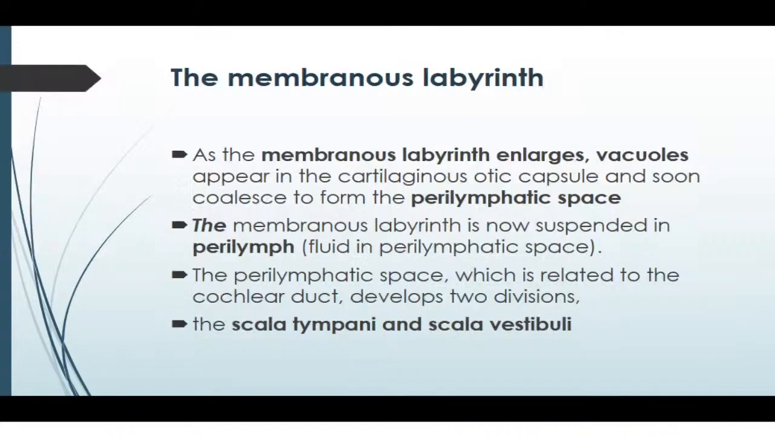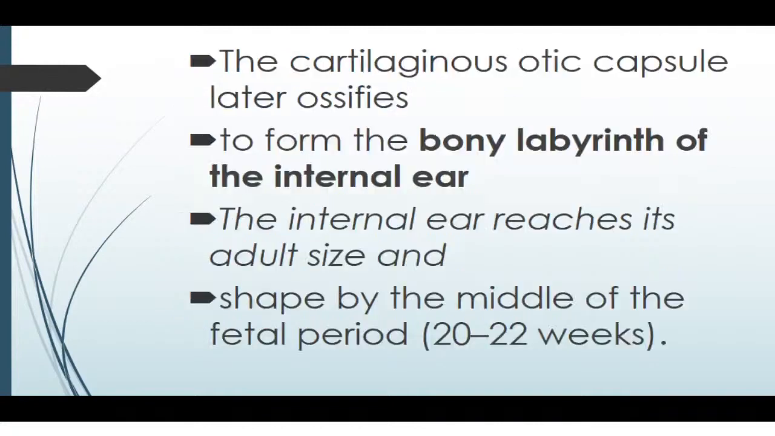And the membranous labyrinth. As the membranous labyrinth enlarges, vacuoles appear in the cartilaginous otic capsule and soon coalesce to form the perilymphatic space. The membranous labyrinth is now suspended in perilymph. The perilymphatic space related to the cochlear duct develops into a division, and scala tympani and scala vestibuli will form. The bony labyrinth of the internal ear then surrounds the membranous labyrinth.